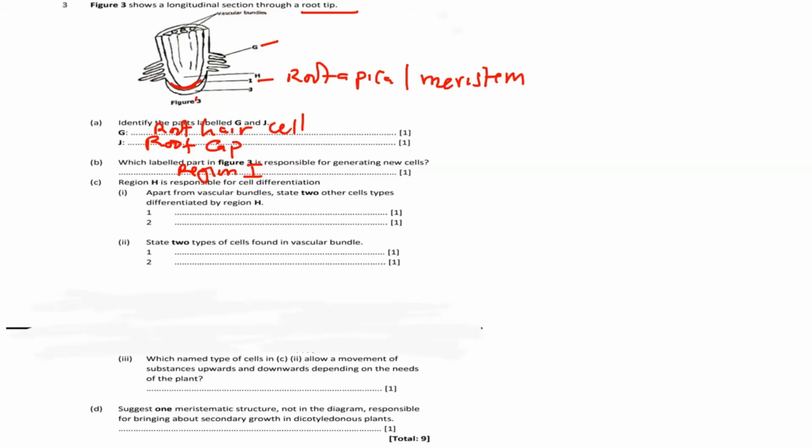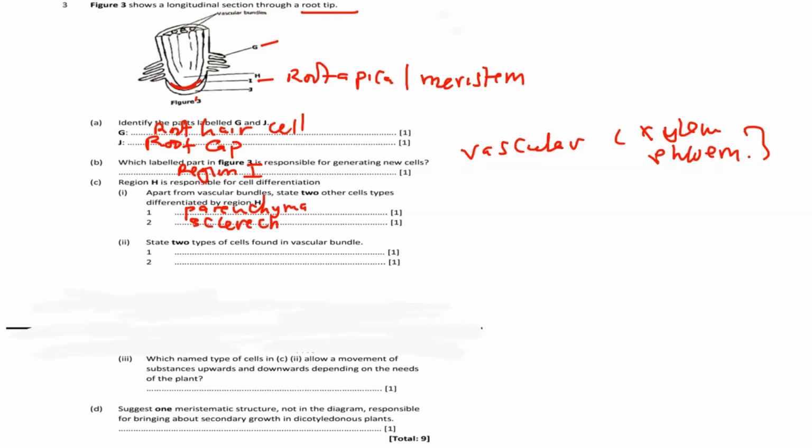Apart from vascular bundles, state two other cell types differentiated by H. Apart from the vascular bundle, you know the vascular bundle contains the what? The xylem and the phloem. So in this case they're asking you, apart from the xylem and the phloem, which other cells? The other cells are called parenchyma, so I'll write parenchyma. Then also we have the sclerenchyma. So these are the other cells that you expect there.